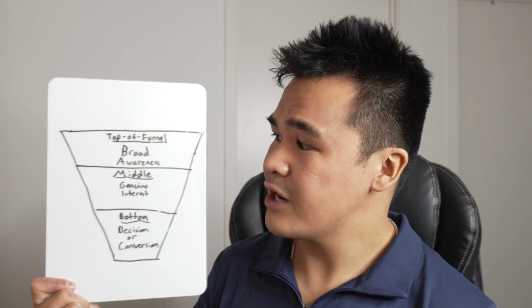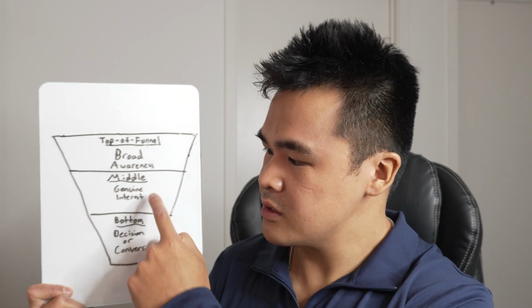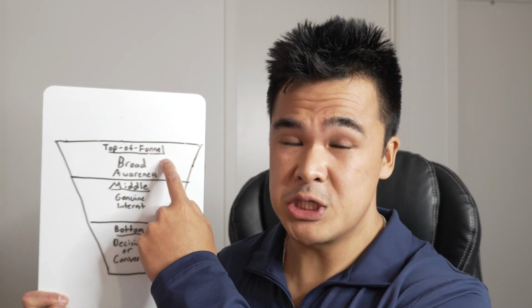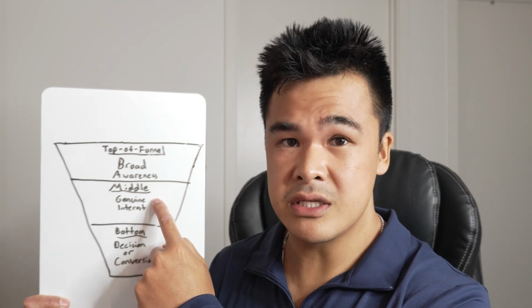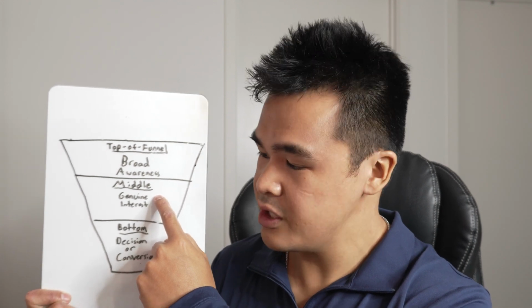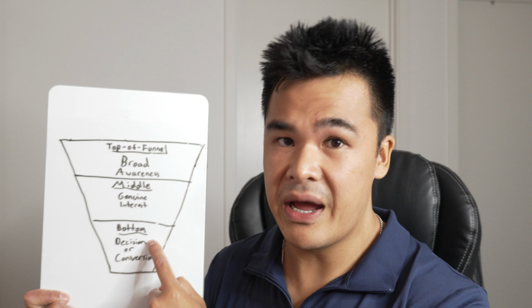So as you can see, it takes a lot of work to move someone from top of funnel to middle of funnel to bottom of funnel. Top of funnel would just be generating traffic and getting views. Middle of funnel would be people that are actually diving into your business or understanding what it is that you do. And the bottom of funnel are people that are considering buying from you.